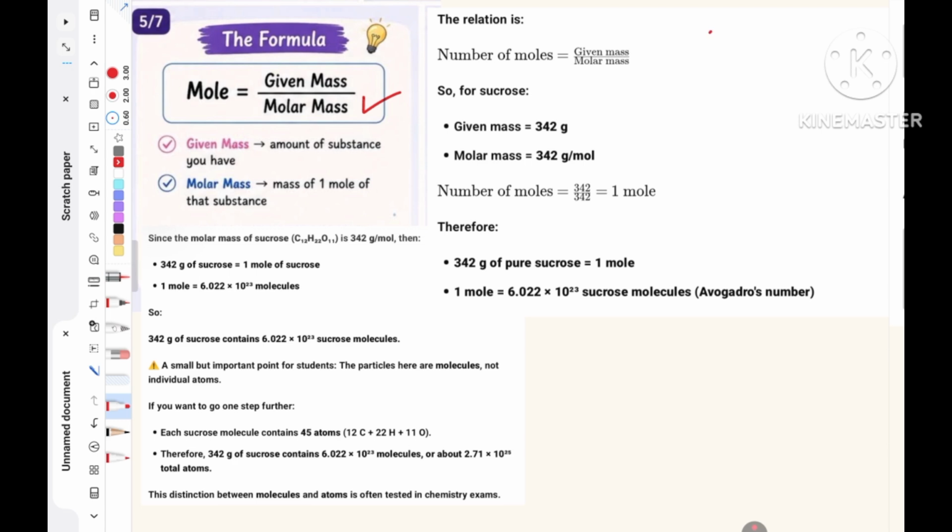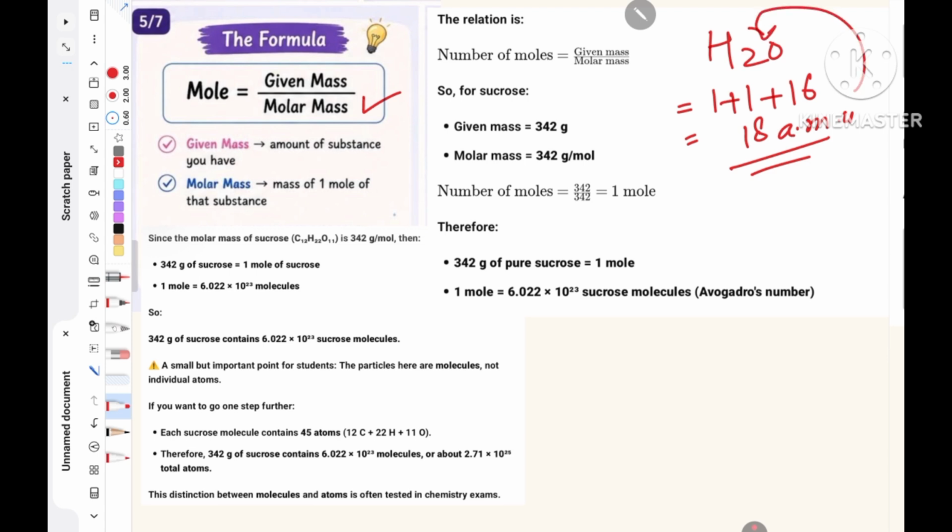For example, H2O. The molar mass of water is 1 plus 1 plus 16, because there are two hydrogen atoms, each contributing 1 gram, and oxygen 16 gram. 18 atomic mass unit is the molar mass of water.